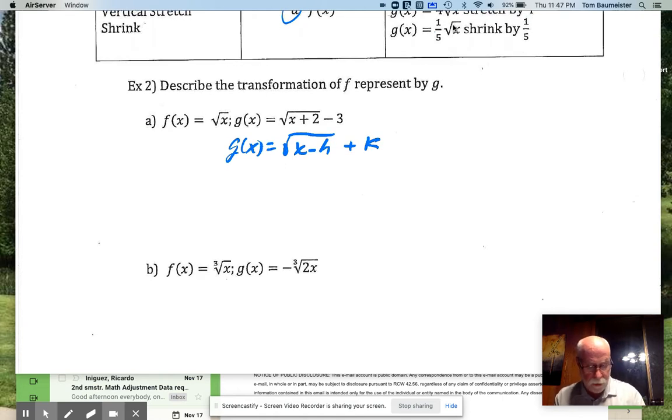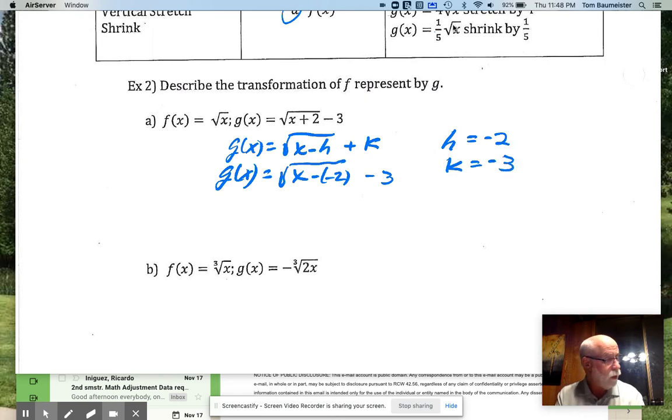So if we look at this, remember we have a plus there, so we would write that as x minus a negative 2. All right. And our plus k is a minus 3. In this one, it was just the square root, so we've done that one before. Okay. So our h is negative 2, and our k is equal to negative 3.